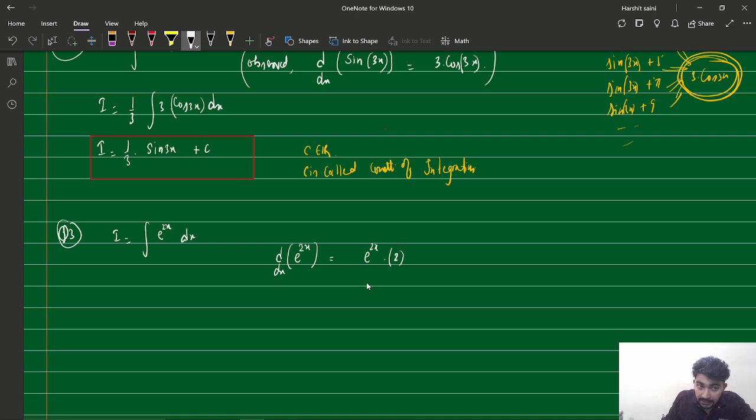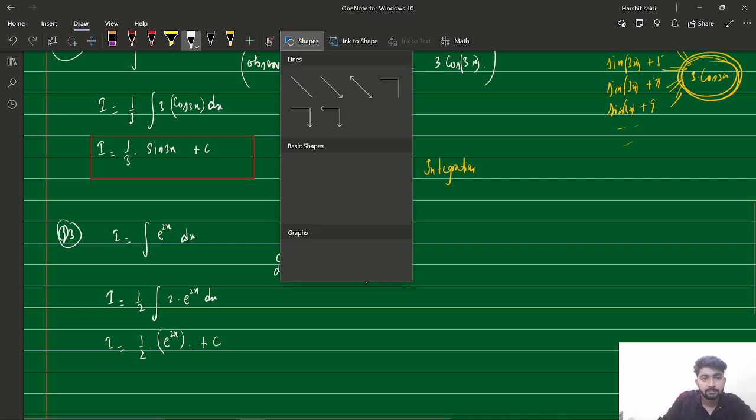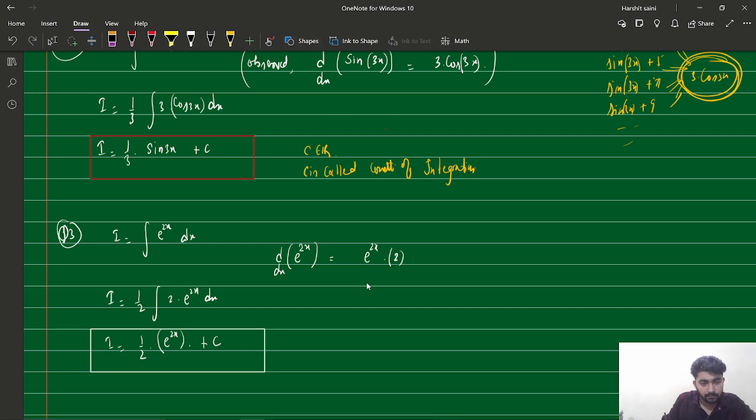But by integrating 2 e raised to the power 2x, we get e raised to the power 2x. So what we need to do here is, because we need to integrate e raised to the power 2x alone, we need to multiply and divide by 2. Clear or not? Because the integration of 2 e raised to the power 2x dx gives e raised to the power 2x, and plus c is also there. I hope you understood. Again, c is a constant of integration here.